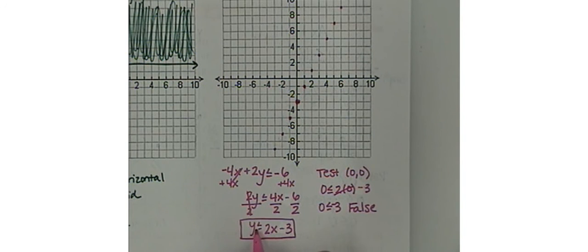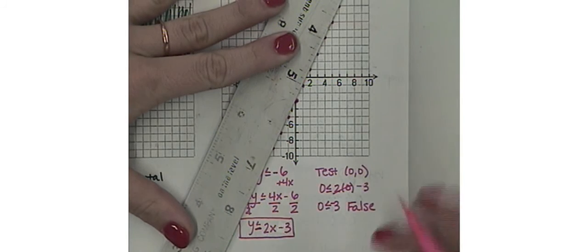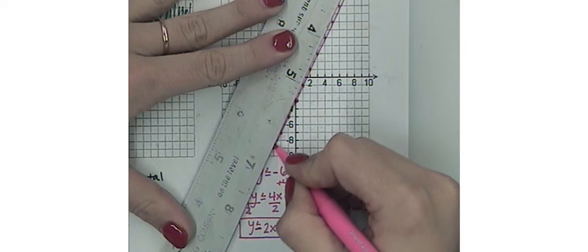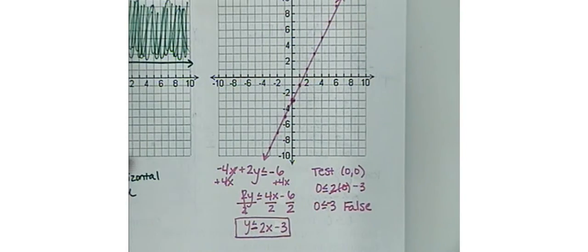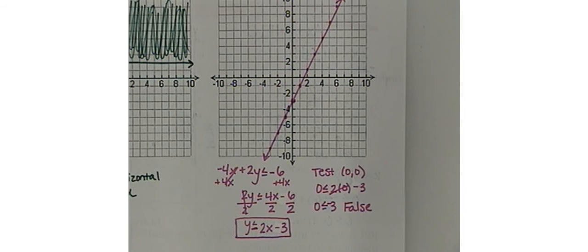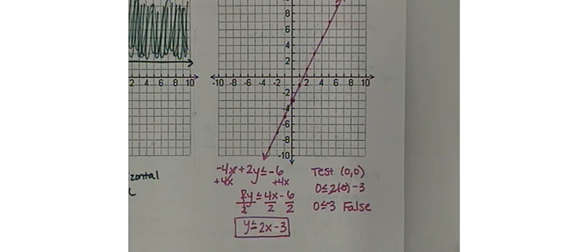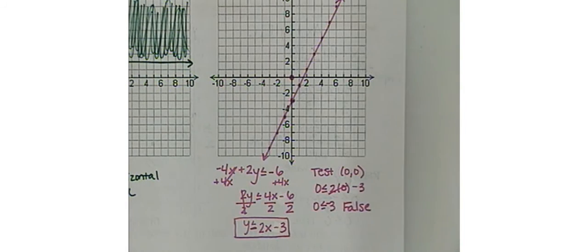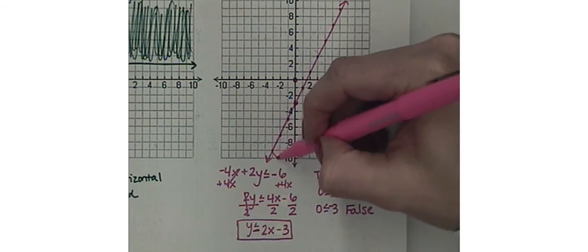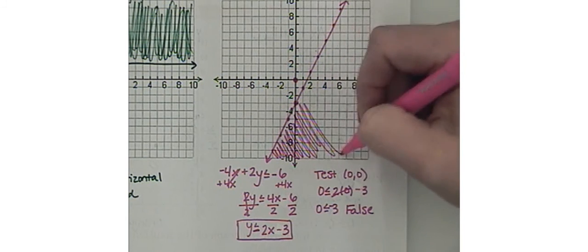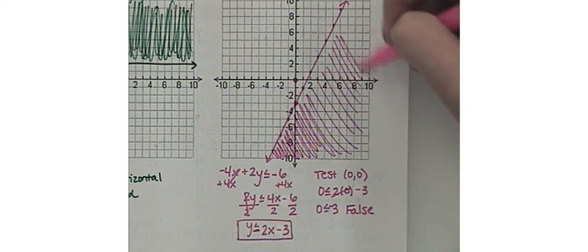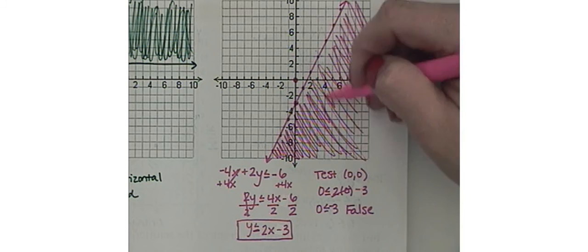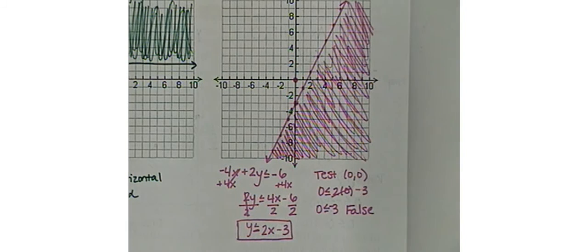And because of this or equal to line underneath, we're going to draw a solid line. And 0, 0 was not a solution, not an answer in our shaded area, so I need to shade the opposite way or away from 0, 0 because it's false. So I'm shading this way. If it was true, then we would shade towards the 0, 0 to include it.